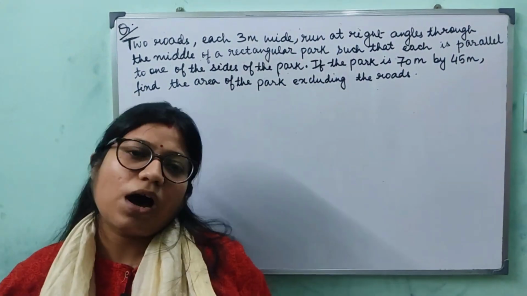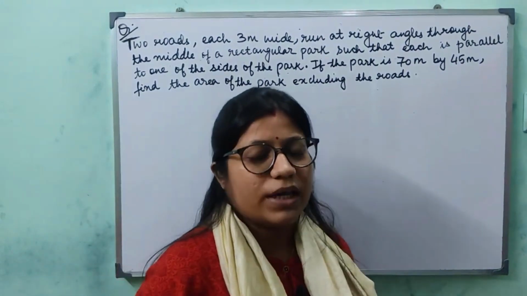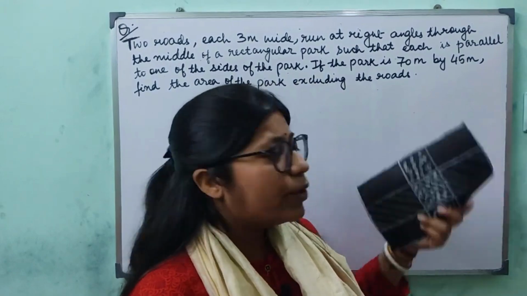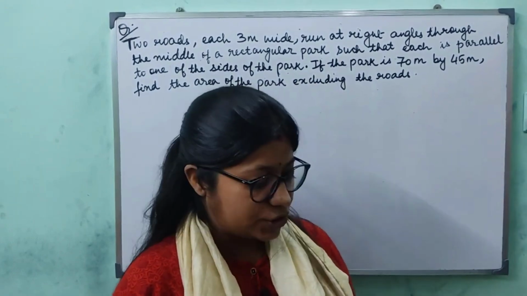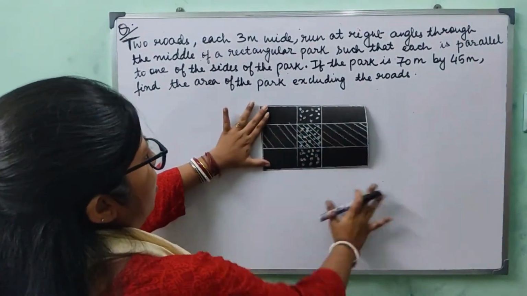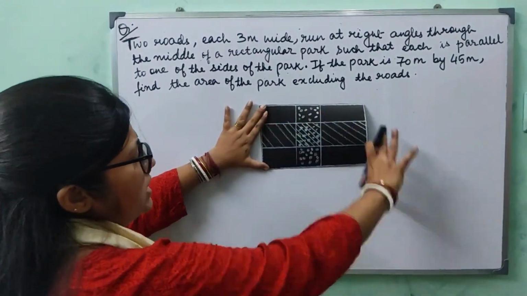So this is one of the very common sums that we have been doing while doing the chapter mensuration. So let us imagine this to be the park. The black portion is the park.